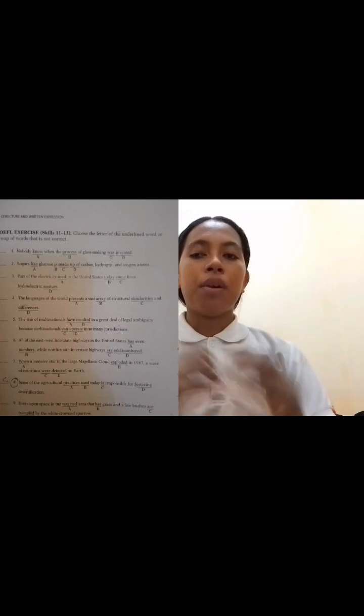Review exercise skill 11 to 13. Choose the letter of the underlined word or groups of words that is not correct. Question number 8. Some of the agriculture practice used to be responsible for fostering desertification.